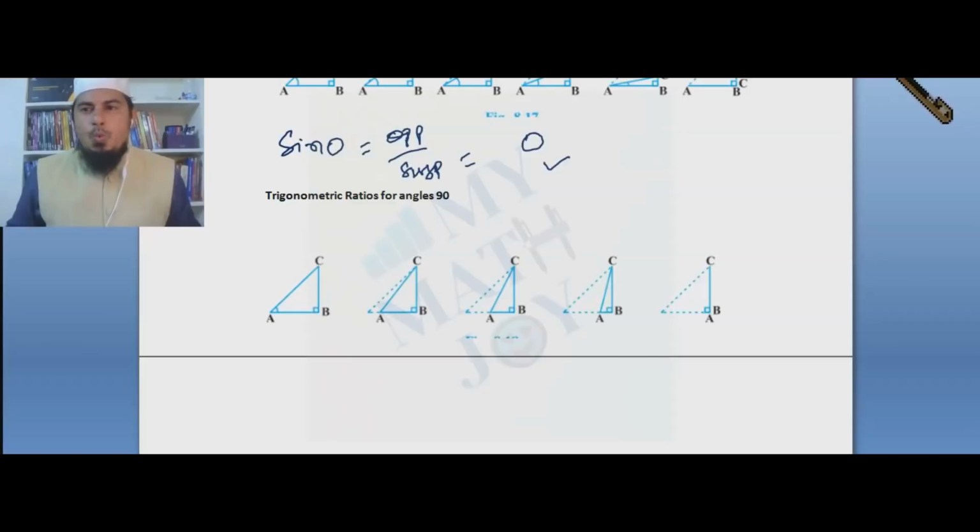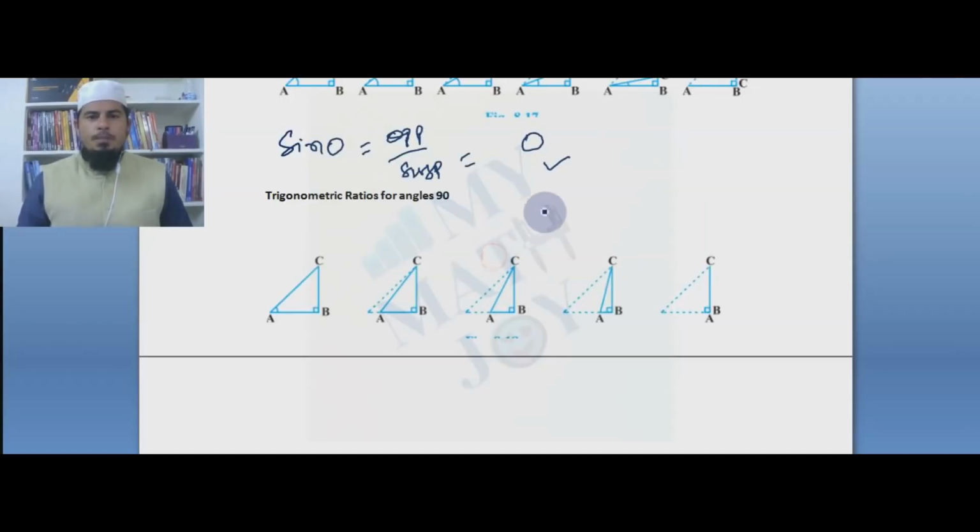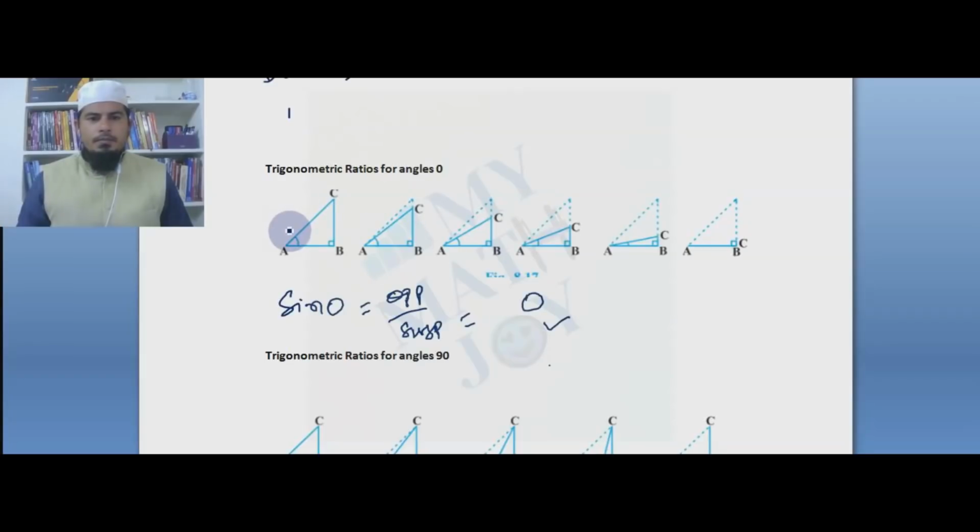Okay, let's go. So in this way we got sine 0 value as 0. How? Because if you see the above triangles, as we reduce the opposite side to 0, completely 0, then only our angle became 0. So angle became 0, opposite side vanished. So sine 0 means there is no opposite side, that is why 0 divided by hypotenuse, so answer is 0.